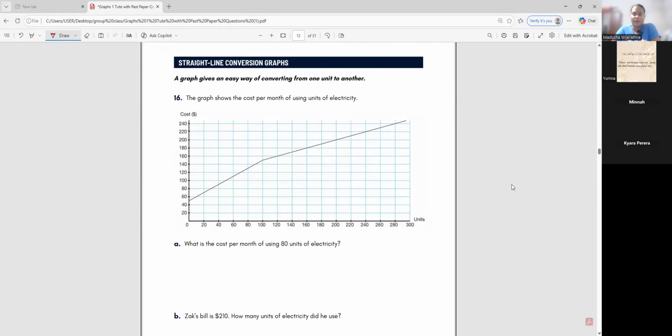So this is another application of straight line graphs. First part, we consider from here to here as one line. The second line is from here to here. From beginning to the end can't be considered as one line. It has broken from the middle. So there are two lines. The graph gives an easy way of converting from one unit to another.